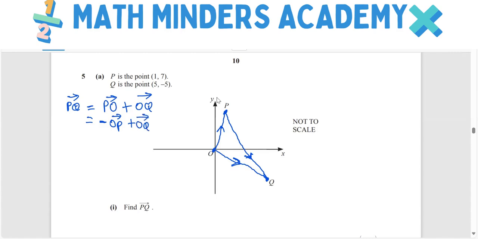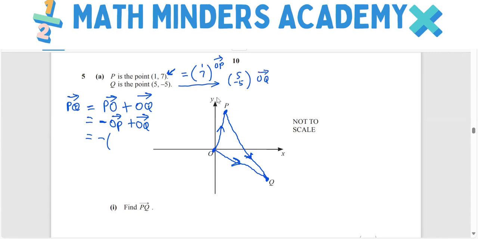Now we can write this. We can turn this coordinate to position vector, and it's going to give us (1, 7). That is OP. And we can also turn the coordinate Q to position vector. It becomes (5, -5). This is OQ. So minus OP is this vector here. This is OP. This is OQ.